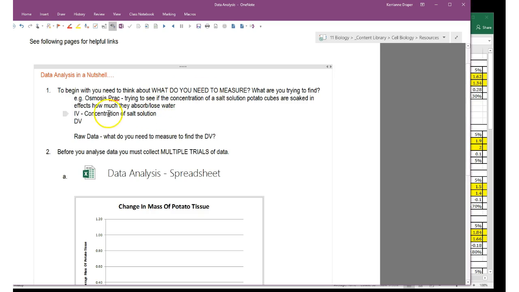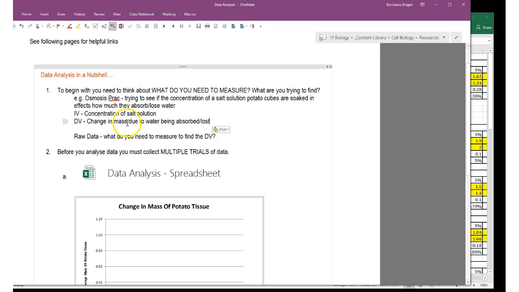So first of all, I asked them what's their independent and dependent variable. Well, the thing that they're changing is concentration of salt solution. The thing that they are measuring, if they're trying to look at how much water they lose or absorb, well, what do you think they would measure in order to look at water absorption? The easiest thing to measure is the change in the mass, because as you lose water or gain water, you're going to be changing mass. And that's exactly what they did. They looked at the change in mass.